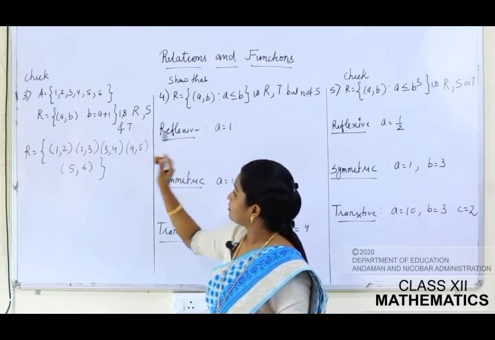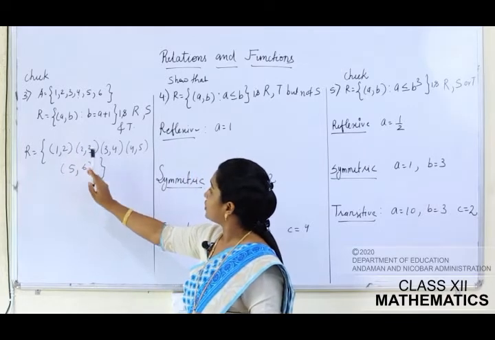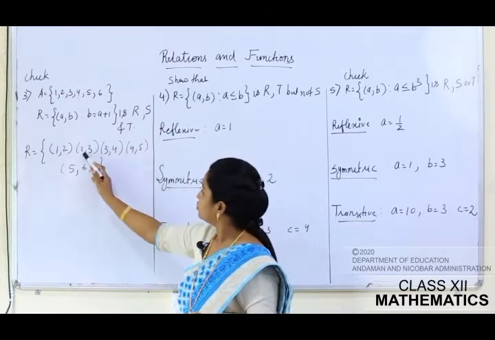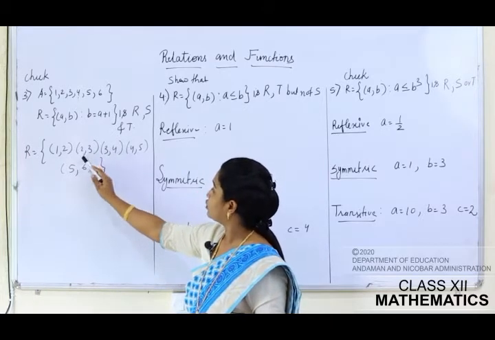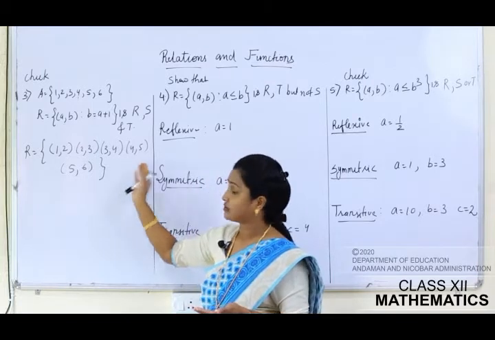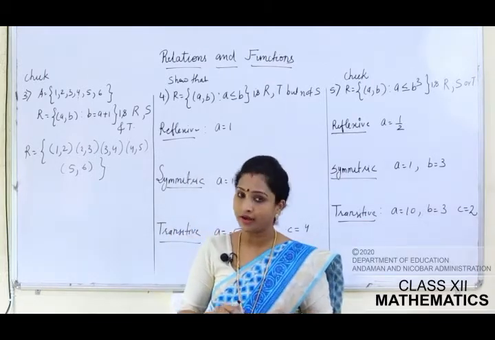What about transitive? Look at here, this (1, 2) is there. (2, 3) is there, whether (1, 3) is there? No, it's not there. Same way (2, 3) is there, (3, 4) is there, (2, 4), no, it's not there. So that means in this third question, R is neither reflexive, nor symmetric, nor transitive.